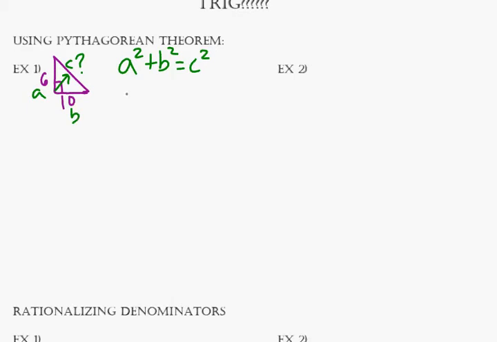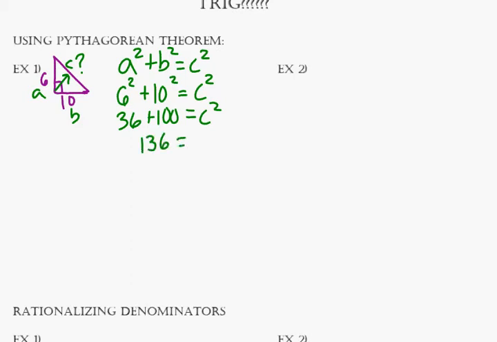So when I go to put it into my formula, I get 6 squared plus 10 squared equals c squared. So I end up with 36 plus 100 is c squared, or 136 equals c squared. So in order to undo the squared, I apply square root to both sides. I don't put the plus or minus because I only want the positive in this case. So I get the square root of 136 equals c.